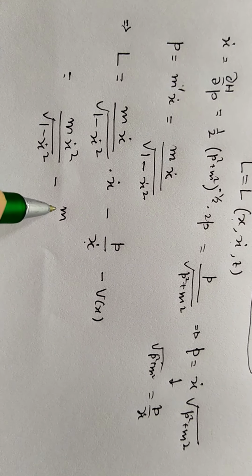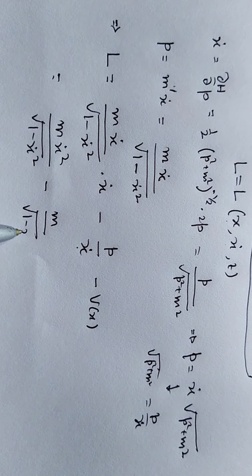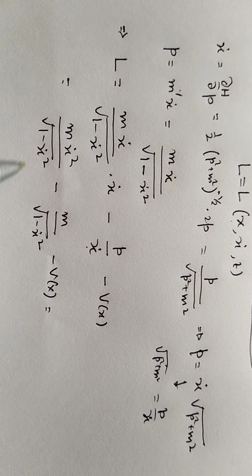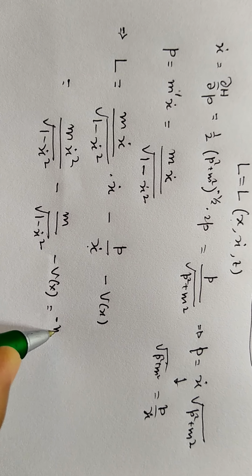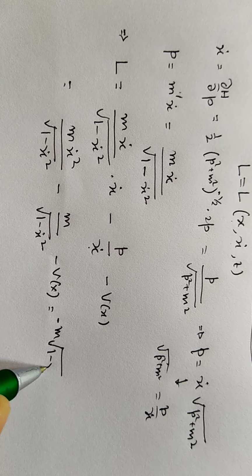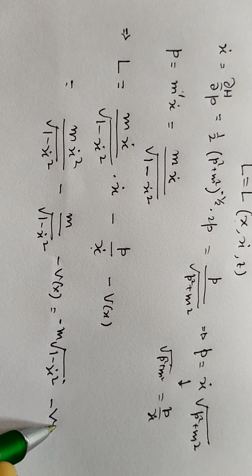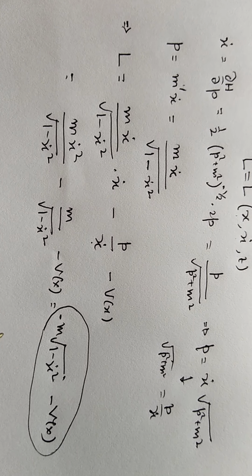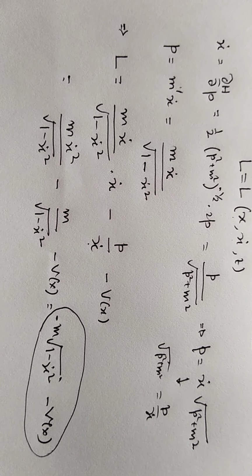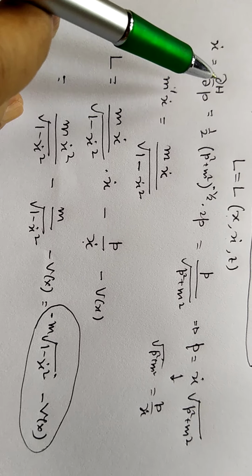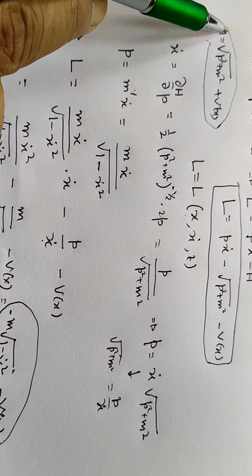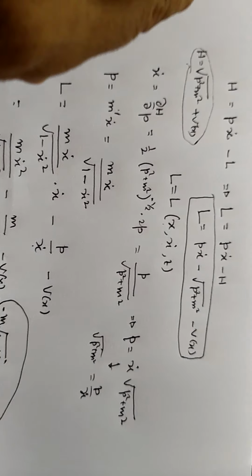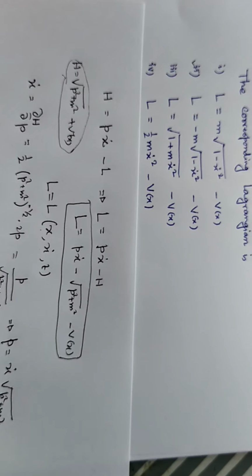It becomes m by square root of 1 minus x dot square minus V of x, equals, if you take all this common, then it will be minus m square root of 1 minus x dot square minus V of x. Okay, so this is the expression for the Lagrangian corresponding to the Hamiltonian given here. Corresponding to this Hamiltonian, the Lagrangian is this, and therefore in these options this is the right answer.